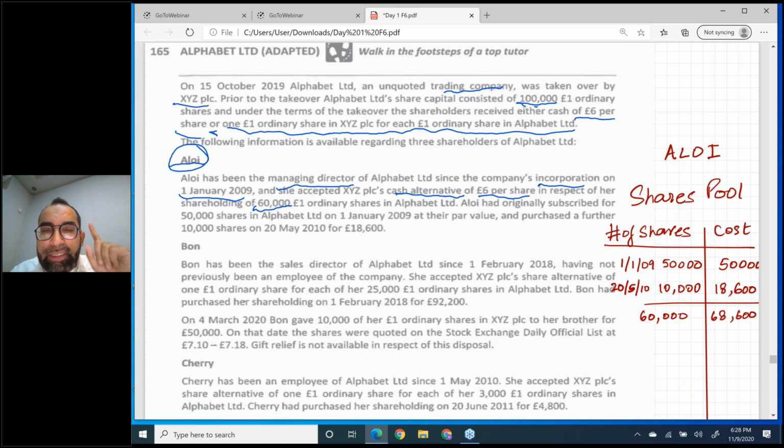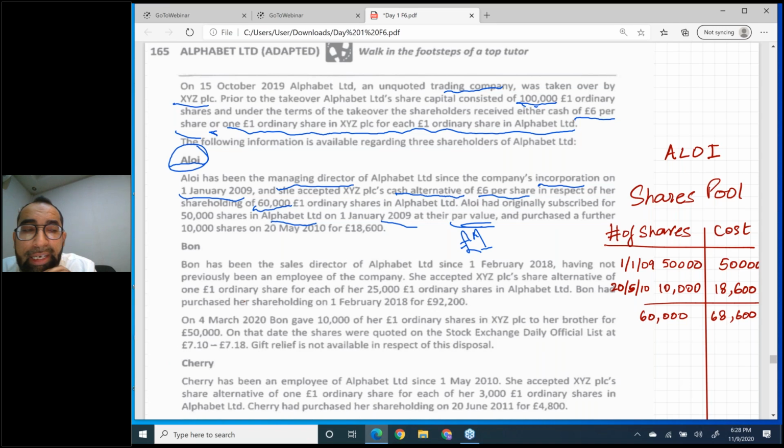The first condition, she's doing the job. Number two, holding is greater than 5%. Number three, the shares are with her since 1st January 2009, that means more than 10 years, and the requirement is only 24 months. Alloy had originally subscribed for 50,000 shares in Alphabetic Limited on 1st January 2009 at their par value, which is £1. Par value in UK is £1.